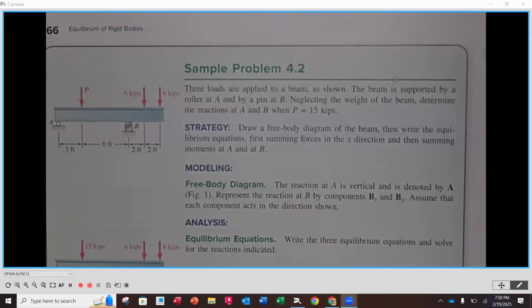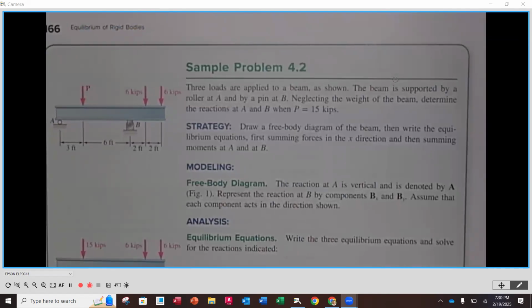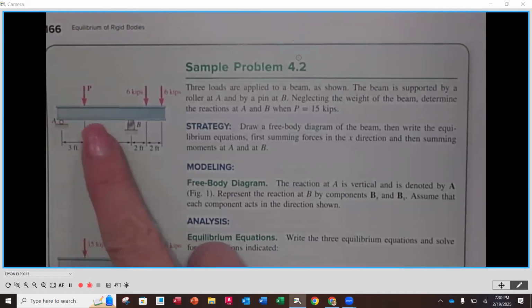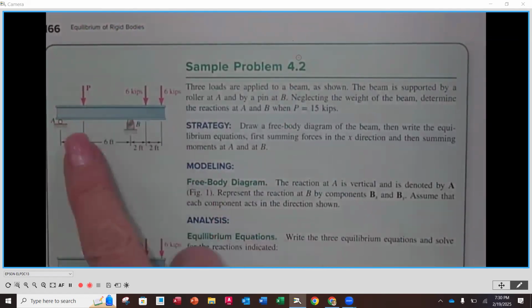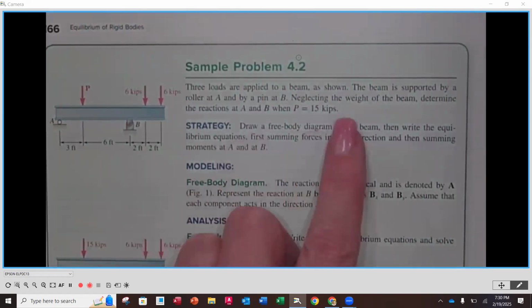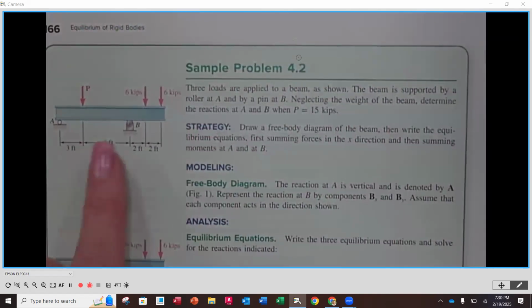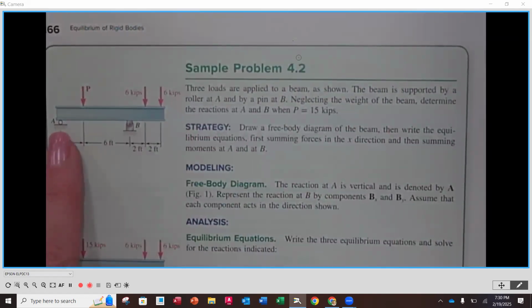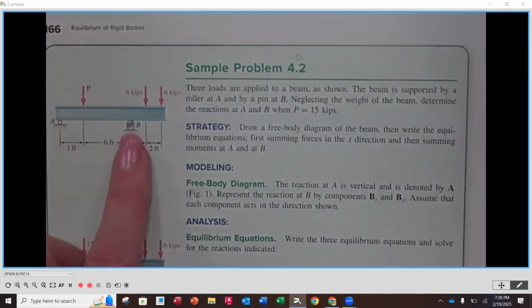All right, so now we're going to be looking at sample problem 4.2. In sample problem 4.2, we're going to be looking at the beam that we see here. There are 3 loads on this beam, okay? They're applied. The beam is supported at a roller at A and a pin at B.